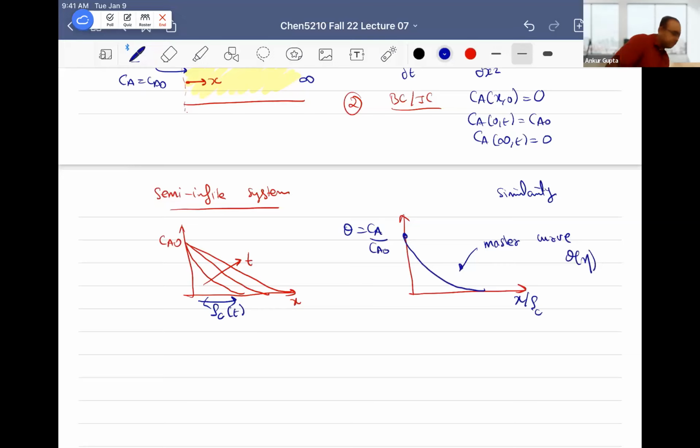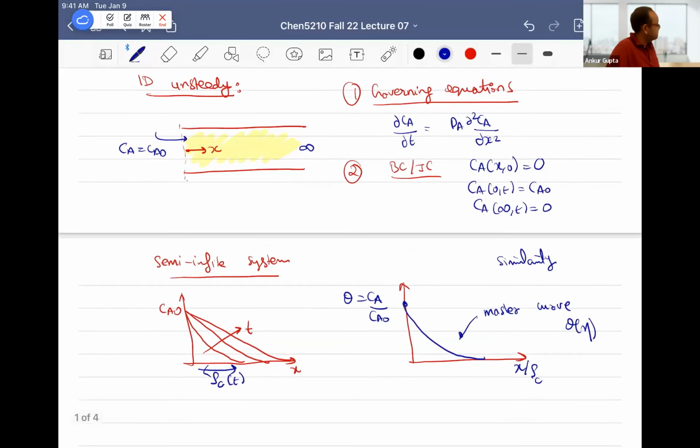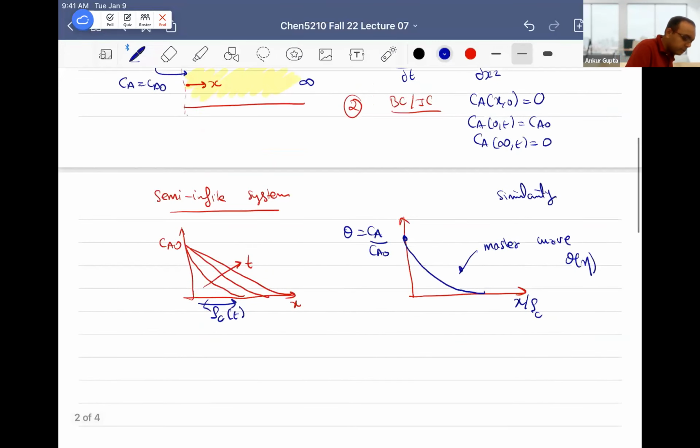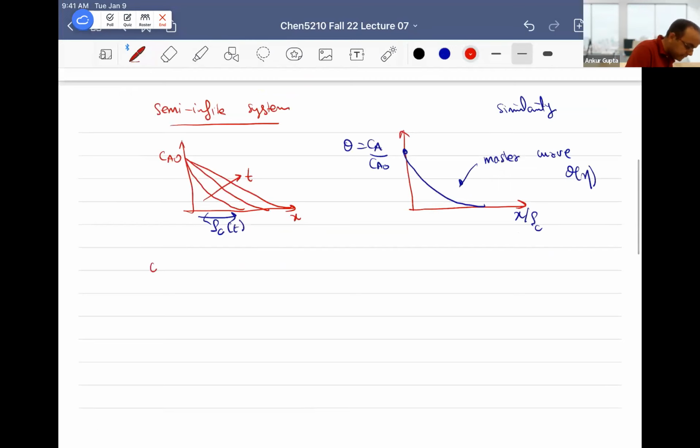Then we said, okay, this is the idea. How do we proceed? We have the governing equation and boundary conditions. To do that, we'll use order of magnitude analysis. I'll sometimes refer to this as OM analysis, so just so that you get familiar, OM analysis means order of magnitude analysis.